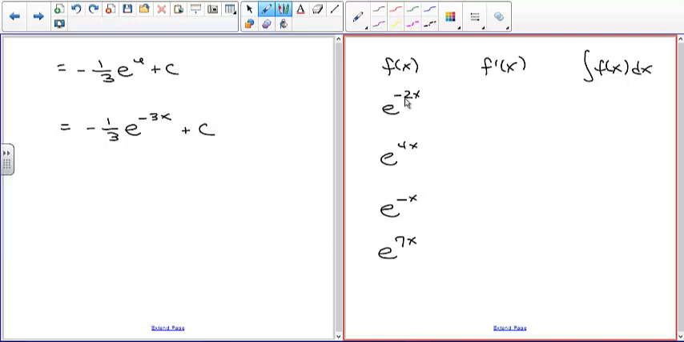So when you take the derivatives, all you ever have is you just take the coefficient in front of the x and multiply the original function by that. So if we had the derivative of e to the 4x, it's just going to be 4e to the 4x. And the derivative of e to the minus x is going to be minus 1 times e to the minus x. And the derivative of e to the 7x, just 7e to the 7x.